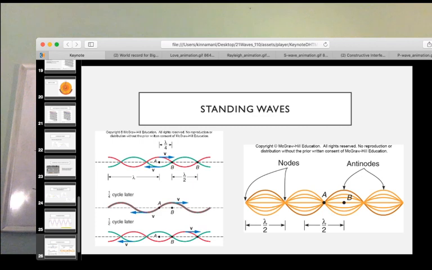There are some places where it never appears to move at all. Those are called nodes. And then the places where it moves to maximum positive and negative amplitude are the antinodes.